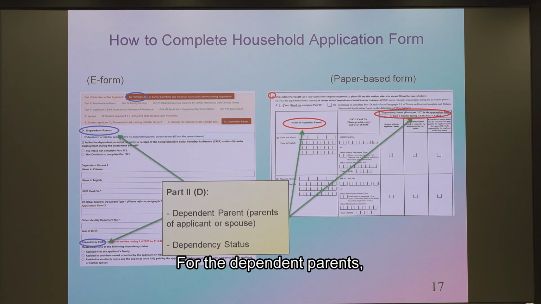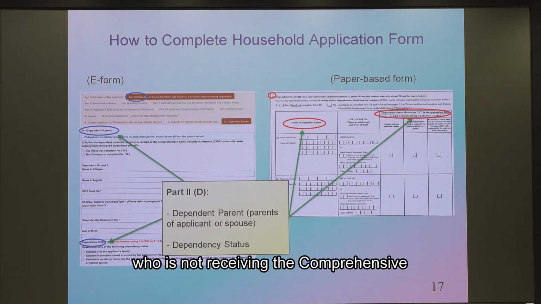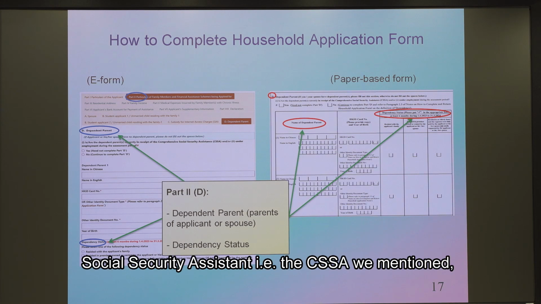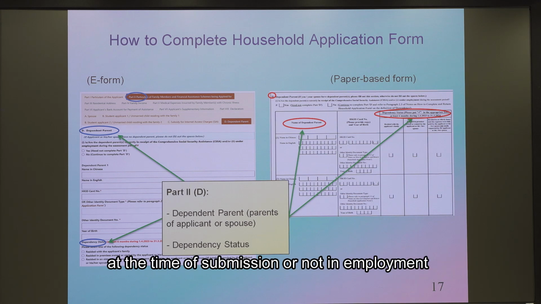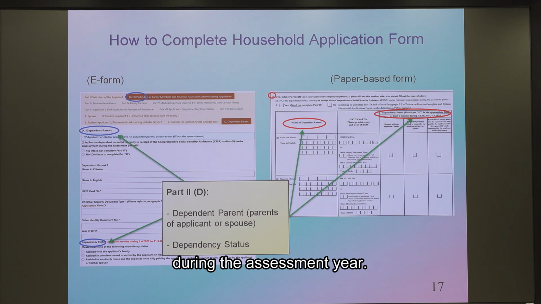For the dependent parents, applicants should provide particulars of dependent parents if you have, who are not receiving the Comprehensive Social Security Assistance, that is the CSSA we mentioned, at the time of submission, or not in employment during the assessment year. You also need to fill in the dependency status of the parents here.